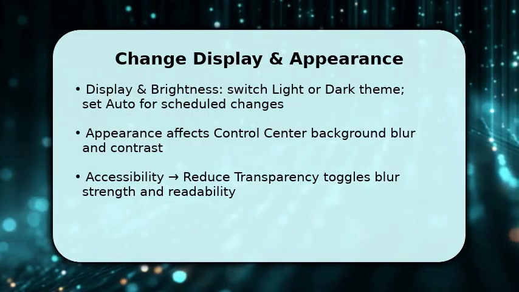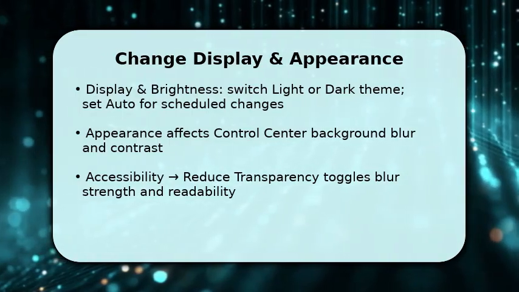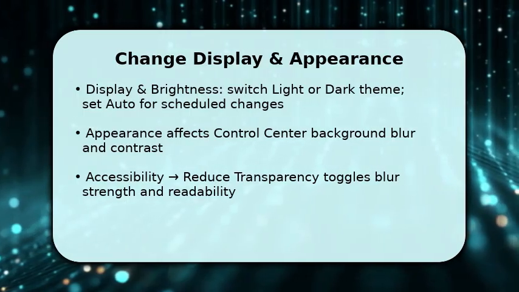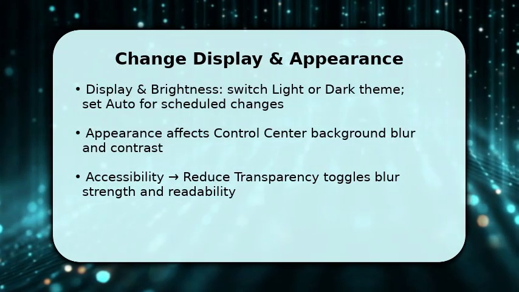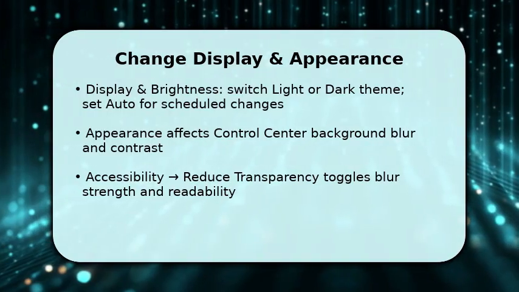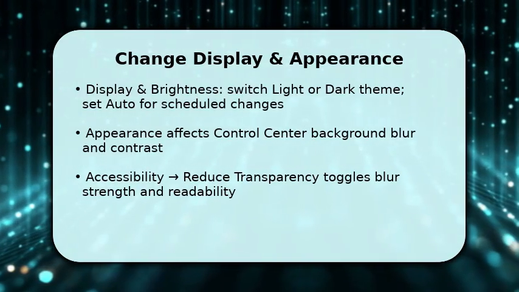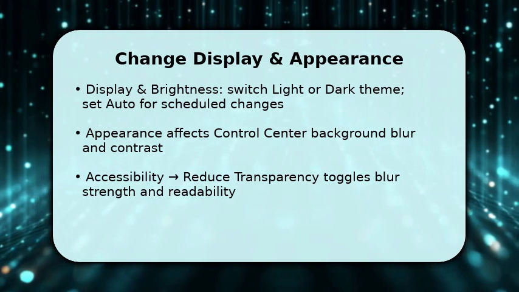Next, visit Accessibility > Display and Text Size and toggle Reduce Transparency. Turning it off increases blur and gives the translucent Control Center look, while turning it on increases contrast for legibility. These steps are the only supported controls for theme changes.